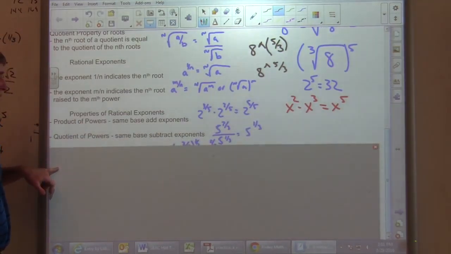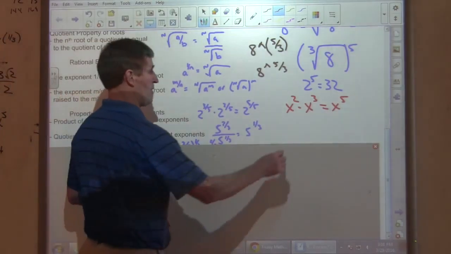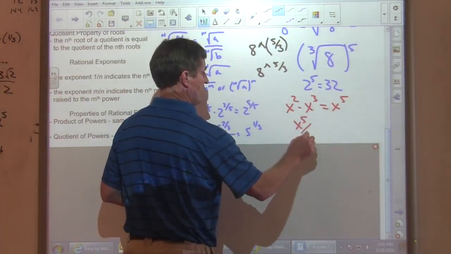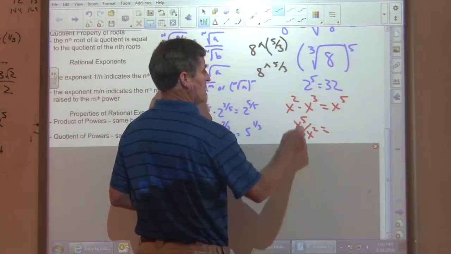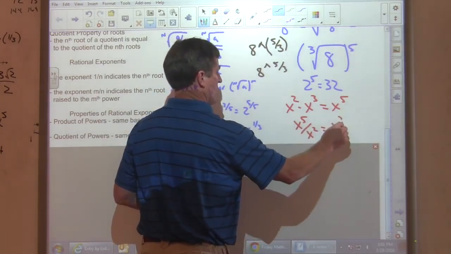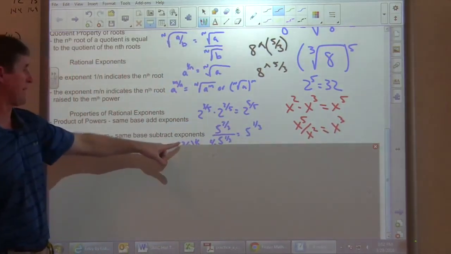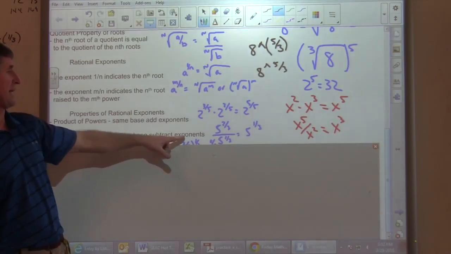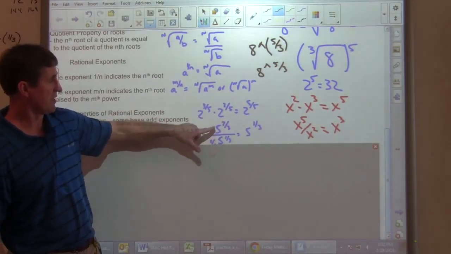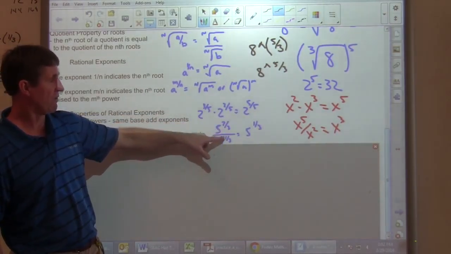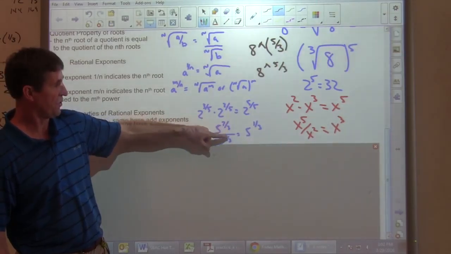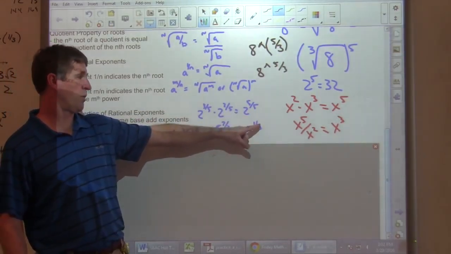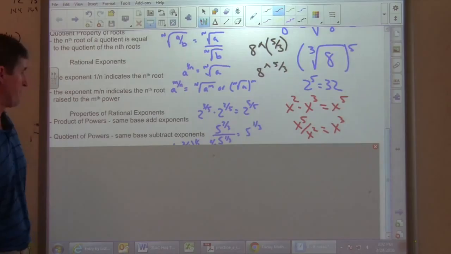Quotient of powers, same thing. Remember, if we had x to the 5th over x to the 2nd, when you divide, you subtract powers, so that would be x to the 3rd. So the same thing happens here. We subtract exponents. So this is 5 to the 2/3 over 5 to the 1/3. 2/3 minus 1/3 would be 1/3, so it would be 5 to the 1/3.